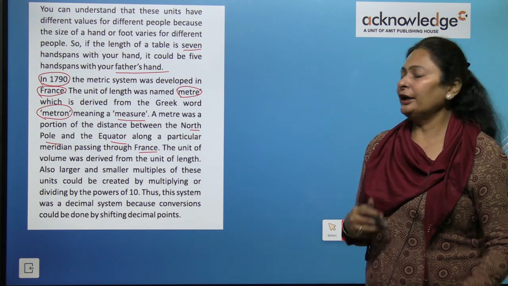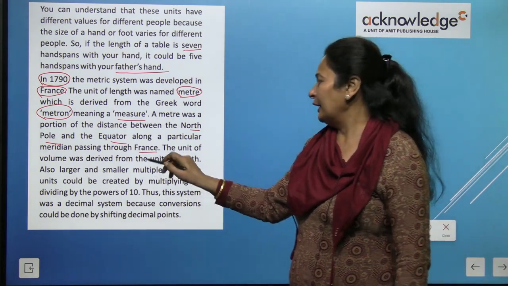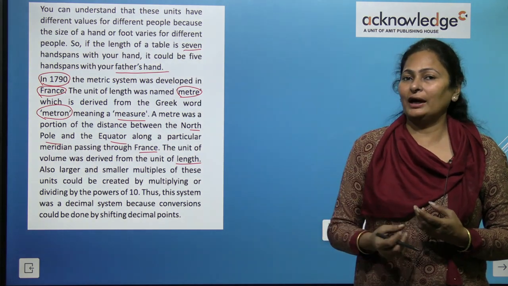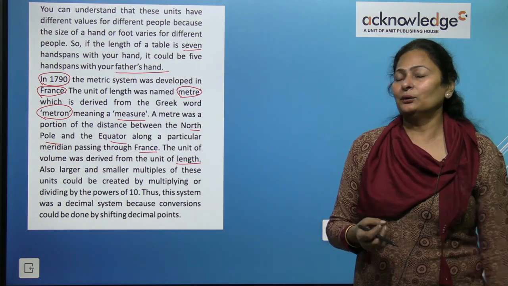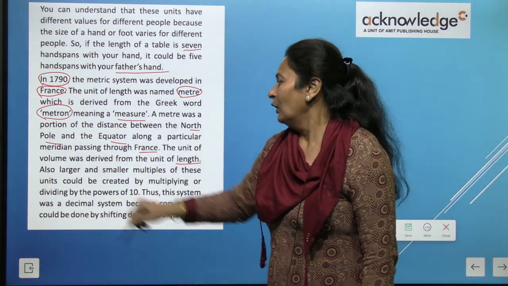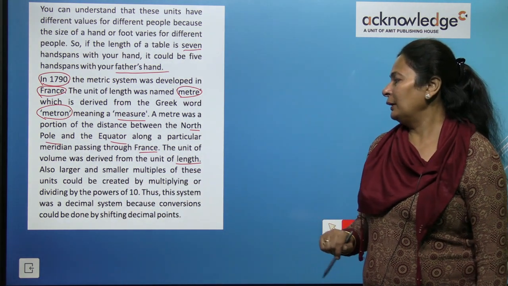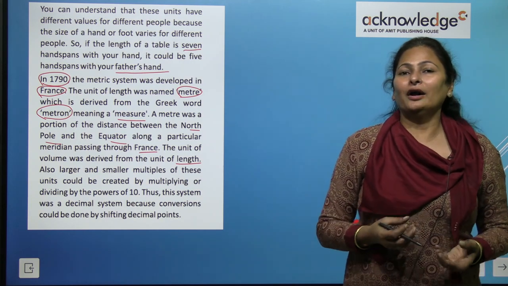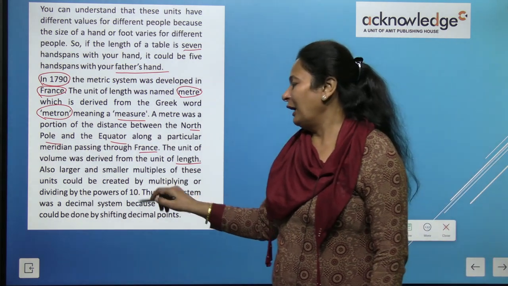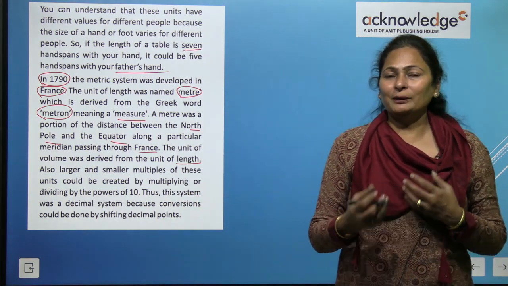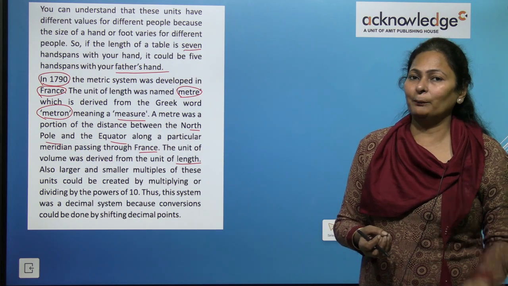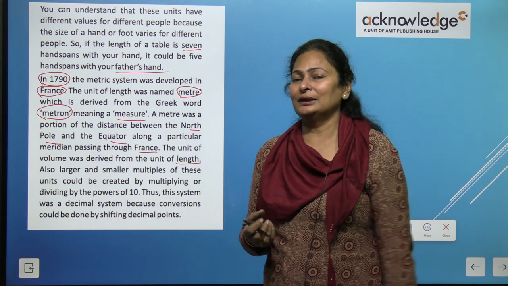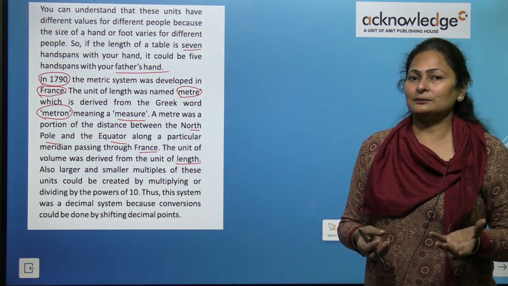The unit of volume was derived from the unit of length. First, they defined the unit of length, then the unit of volume was derived. Also, larger and smaller multiples of these units could be created by multiplying or dividing by powers of 10. You must have learned the measurement chapter in your maths, right? So no need to explain it more on this. You already have done sums on it.